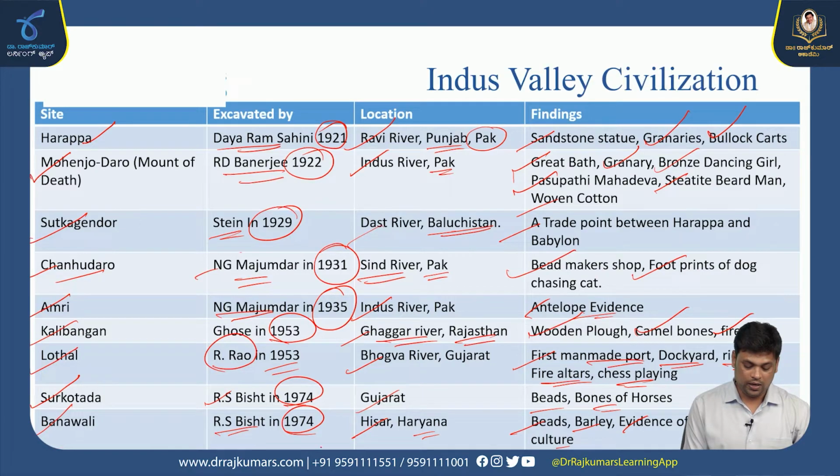Dholavira in the year 1985 by R.S. Bisht in the state of Gujarat: water reservoir and water harvesting system. This Dholavira is currently in the news because it was recently recognized as a UNESCO World Heritage Site in India, which is located in the state of Gujarat.